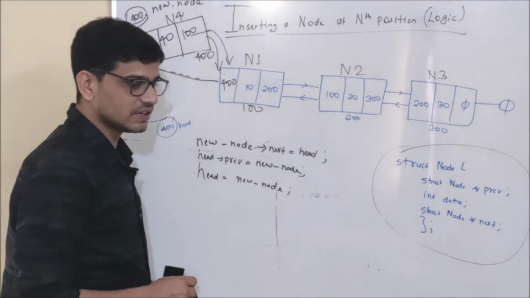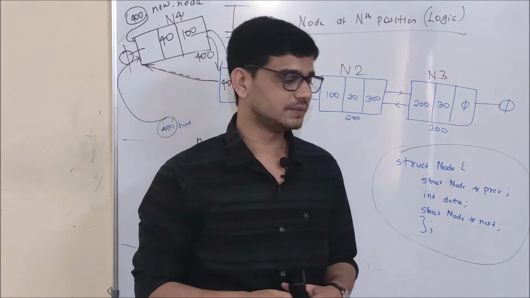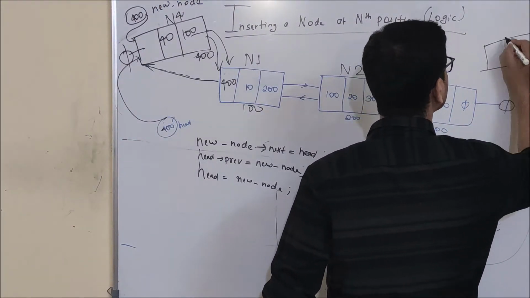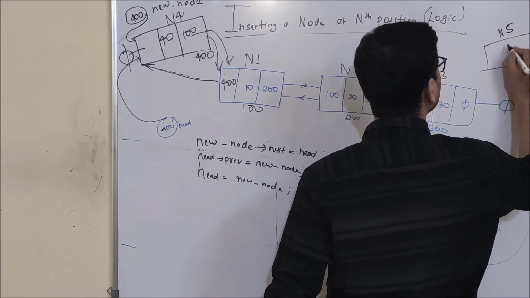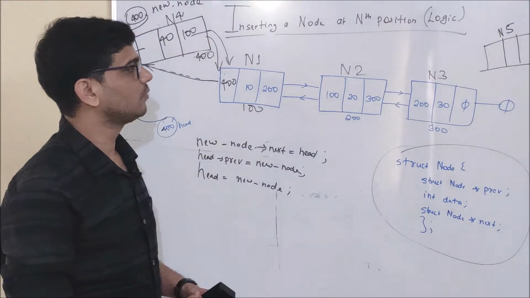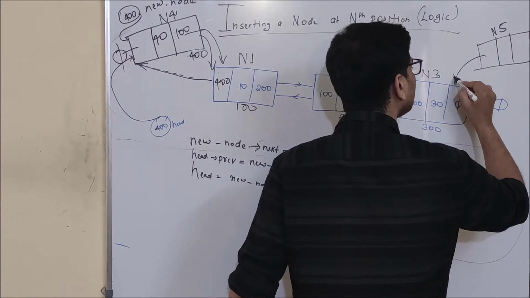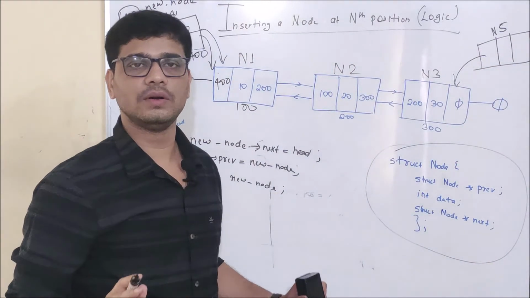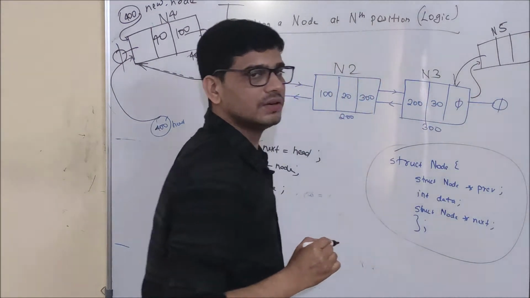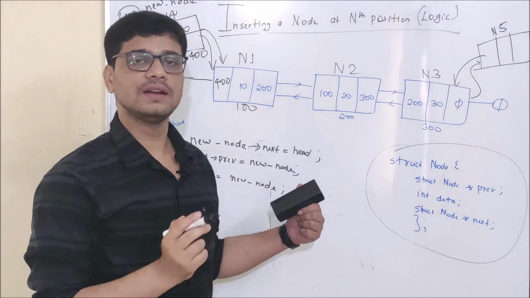Now what is our fourth case? Our fourth case was to insert the node at last position. Suppose this is node 5. Okay? And we want to insert this particular node at last position. What do we have to do? We have to somehow make the previous pointer of node 5 point to node 4, and the next pointer of this particular node, that is node 3, point to node 5. And we are all done with inserting a node at last position.